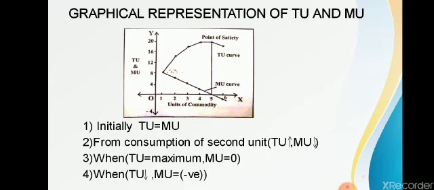Fourthly, after the point of satiety, the total utility curve is sloping downwards. So when the total utility decreases, at that time the marginal utility becomes negative. So this graph gives us more clarity regarding the relationship between the total and the marginal utility.